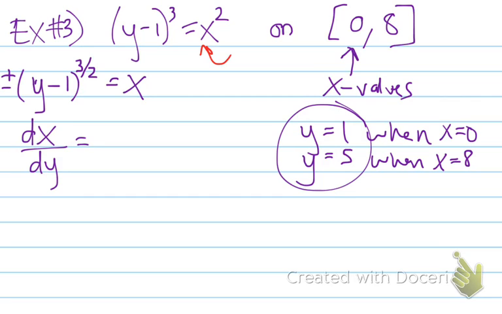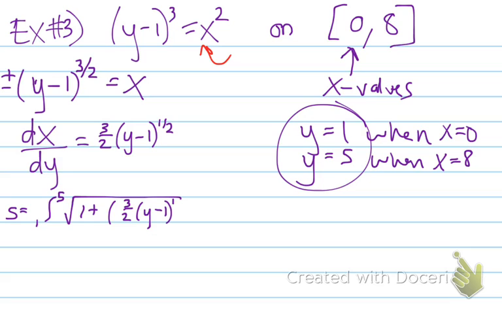So I'm going to look at the positive side, so I'm just going to look at positive y minus 1 to the 3/2 power. So when I take the derivative, I get 3/2 times y minus 1 to the 1/2 power, and then the derivative of what's on the inside is just 1, so that's the derivative. And now I can plug it into my arc length formula. So I get s equals the integral from 1 to 5, those are my limits of integration on y, times the square root of 1 plus 3/2 times y minus 1 to the 1/2 squared dy.